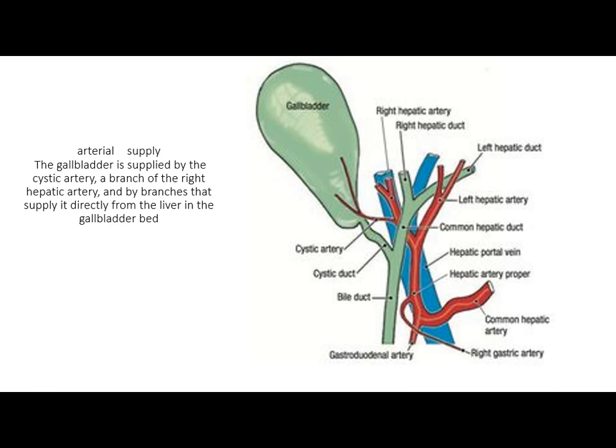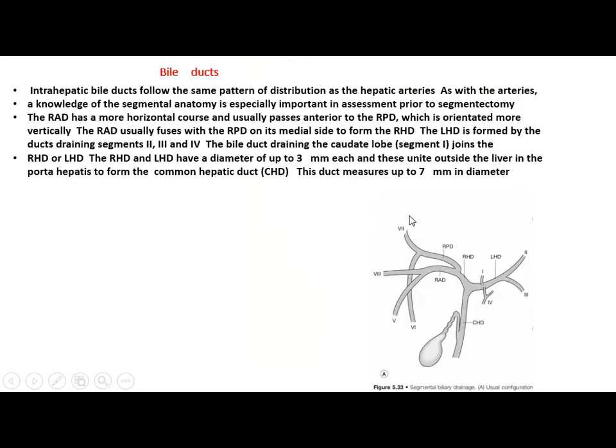Arterial supply of the gallbladder: the gallbladder is supplied by the cystic artery, a branch of the right hepatic artery. Bile ducts: the intrahepatic bile ducts follow the same pattern of distribution as the hepatic arteries, segment by segment. It's divided into right and left bile ducts. The right one has anterior and posterior divisions. The anterior division is more anterior and more horizontal than the posterior.